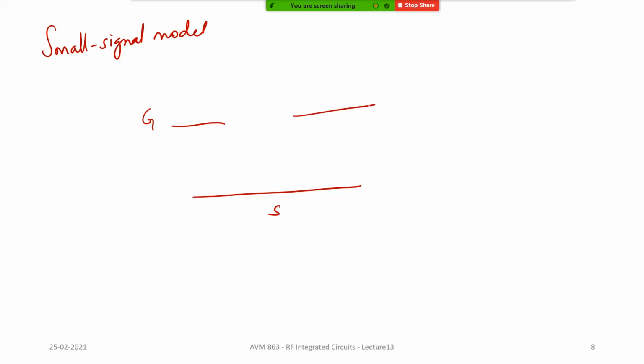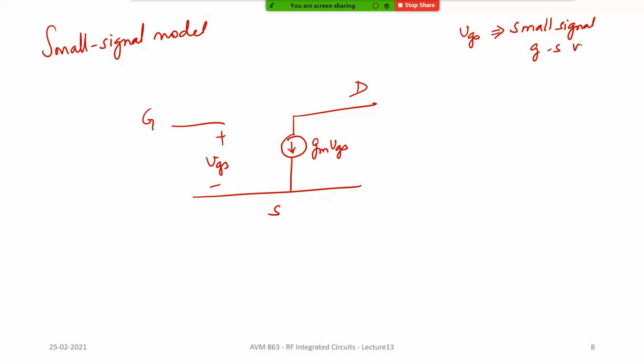Let's say this is the source and this is the drain. Between the drain and the source, there is a dependent current source whose value is GM times VGS, where VGS is here. Notice I am writing small VGS because this small VGS is the small signal gate to source voltage. In that example, the small VGS is nothing but VAC.